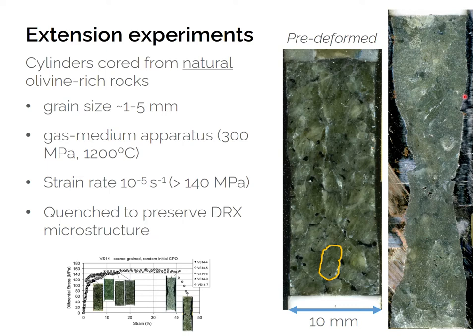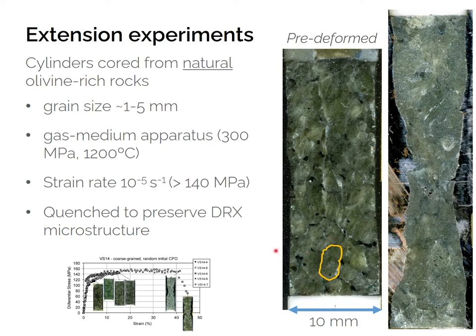axial extension. These olivine-rich rock cylinders were deformed in a Patterson press under conditions where subgrain rotation recrystallization dominates in olivine, to an extension of around 40-50%. The cylinders were directly cored from natural peridotites, which is quite unusual, and this means that the starting grain size is rather large, between 1 to 5 millimeters, as you can see in the grain outlined in the image.